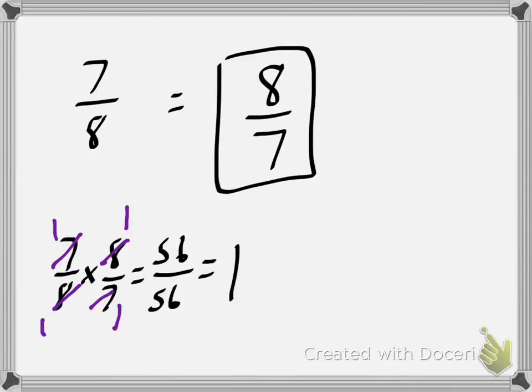So the reciprocal is flipping it upside down, which is what we do to get our answer for a division problem. Multiply by the reciprocal.